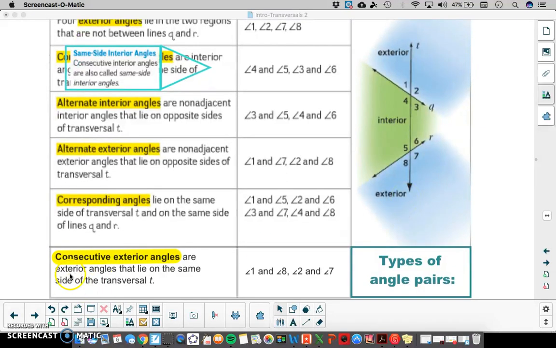We also have consecutive exterior angles. These are exterior angles that lie on the same side of the transversal T. So in the blue regions here, ones that would lie on the same side of that transversal. So an exterior angle that lies on the same side of the transversal as angle 2 is angle 7. All of these types here are your types of angle pairs that are created with a transversal and two lines.